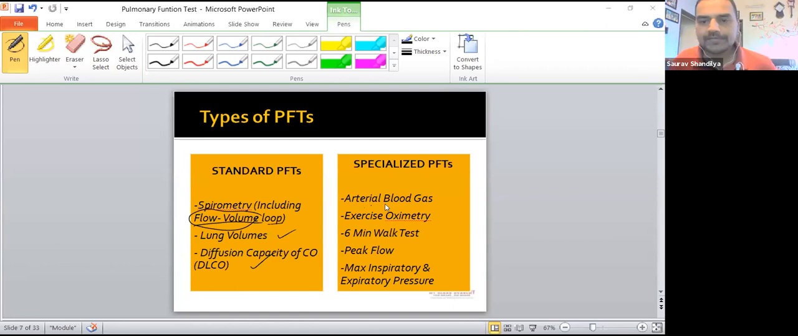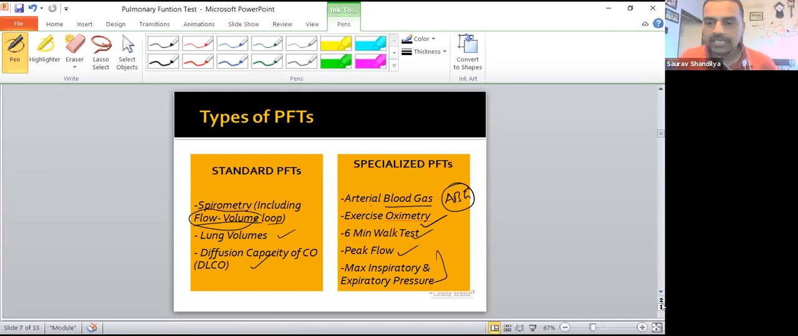Specialized PFTs. Specialized PFT is about your arterial blood gas. Mind you, we'll have a separate class on ABG analysis very soon, maybe next month: how do we do arterial blood gas analysis? And then we have exercise oximetry, then the 6-minute walk test, peak flow, maximum inspiratory and expiratory pressure. So these all are the specialized PFTs.